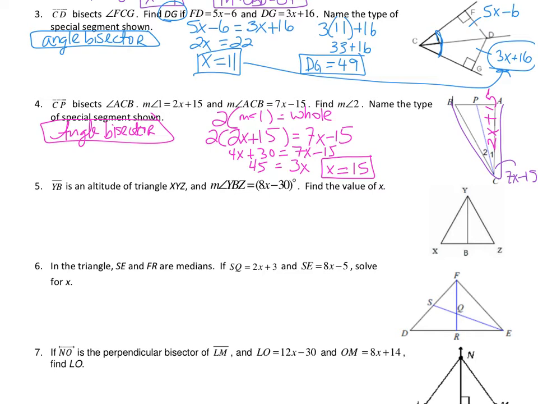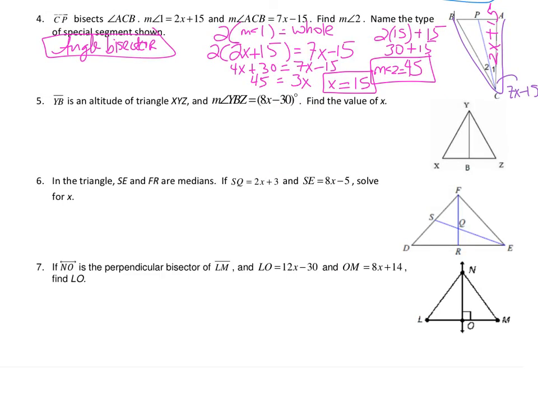Since we want what the measure of angle 2 is, and we know that's the same as angle 1, we can take the 15 and put it into the equation for measure of angle 1. So that would be 2 times 15, which is 30, plus another 15, and we get a 45.